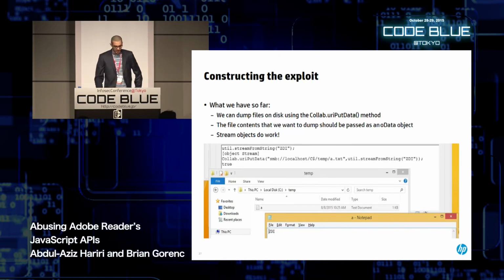In my screenshot here, I tested the URI put data method. I gave it a path, and I gave it an OStream object, which is created by stream from string, and I gave it a string. It just wrote whatever I gave it into the file that I pointed to, which in this case is a.txt.